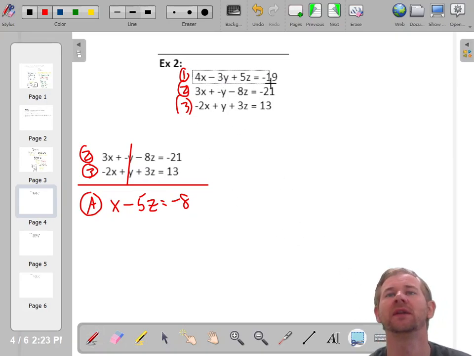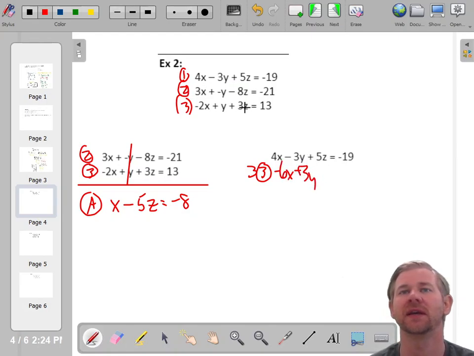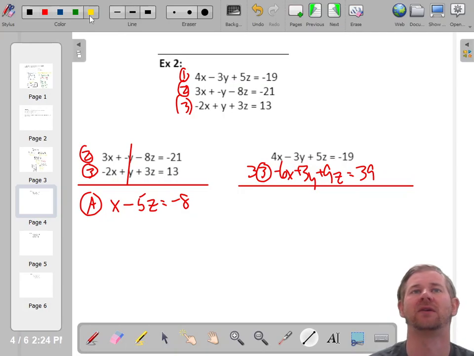I'll take line 1, and then I'll take line 3, but I need that to be a 3, so I need to multiply by 3. I'm going to make that a 3, so I will triple line 3. Okay, so instead of negative 2, now it's negative 6, and instead of 1, it's going to be positive 3, and instead of 3, it's 9, and 13 times 3 is 39. Okay, now I can eliminate y.